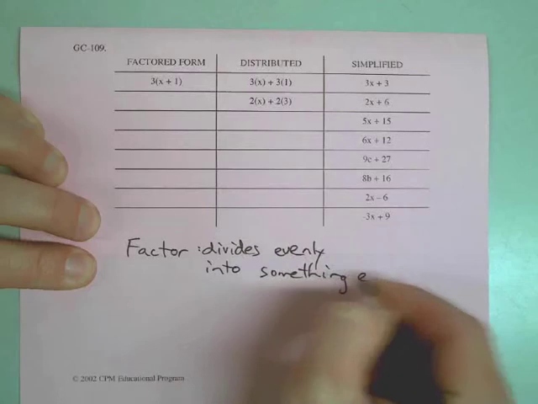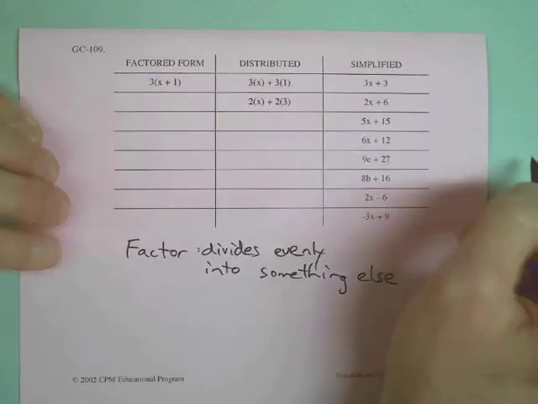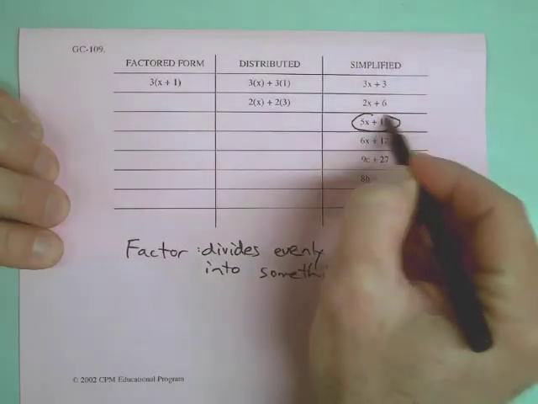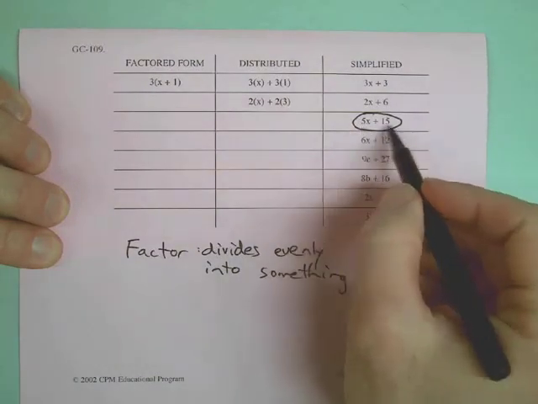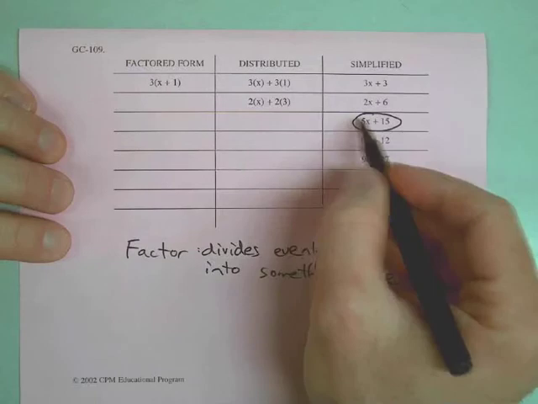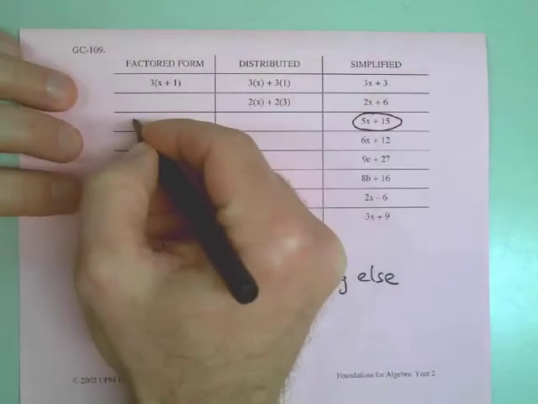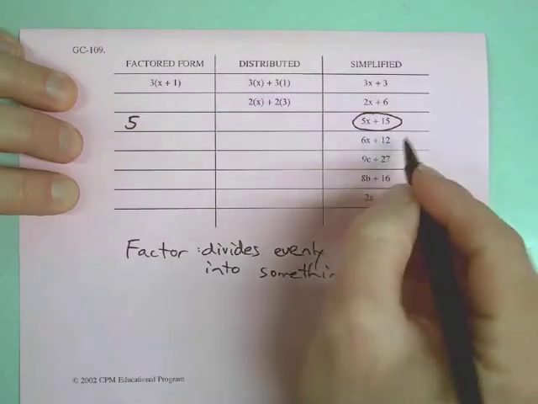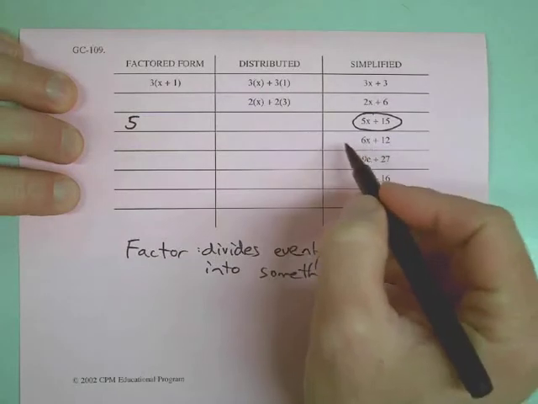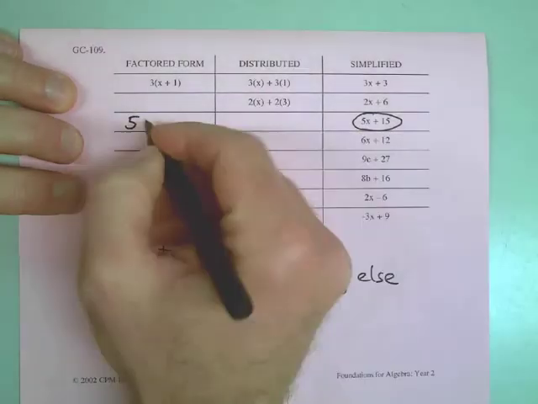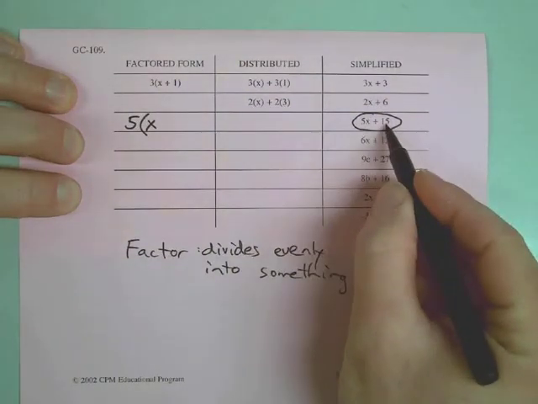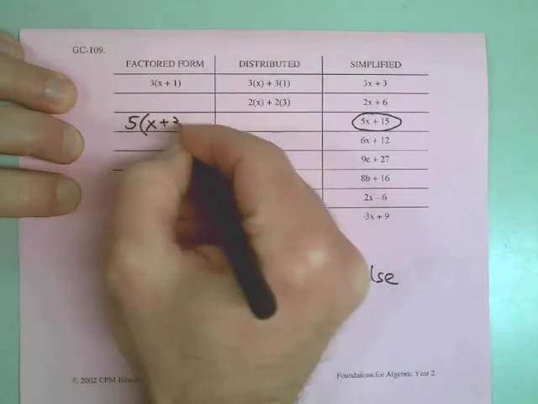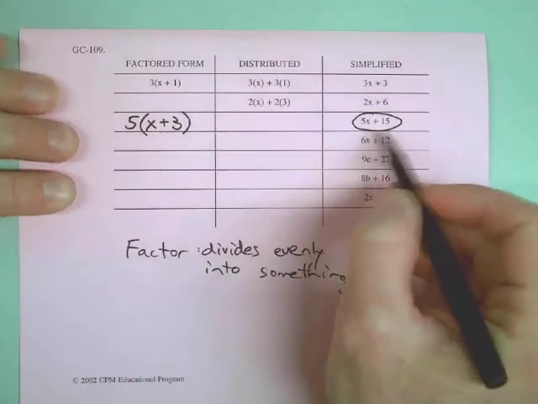Okay, so working backward from simplified form means we need to find a factor, or a number that divides evenly into both 5x and 15. In this case, the answer is 5. I'm going to take this over to factored form because that's our factor. And then we just ask, what does 5 multiply by to get 5x? That's the first thing that goes in parentheses, the x. And what do you multiply 5 by to get 15? The answer is 3. So we have now factored 5x plus 15.